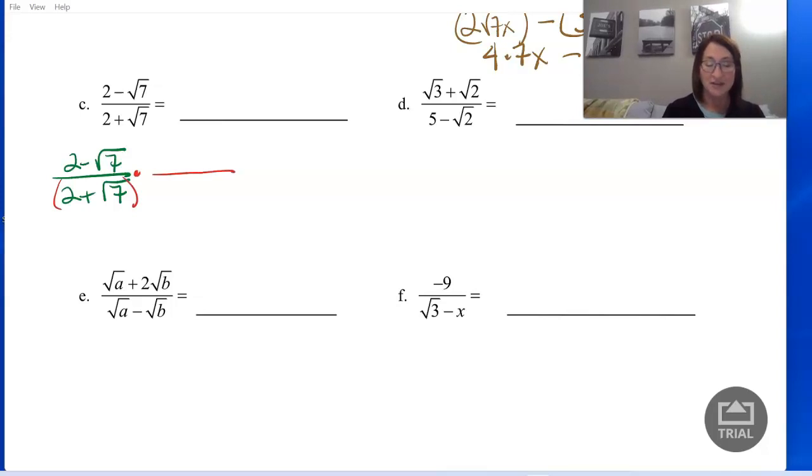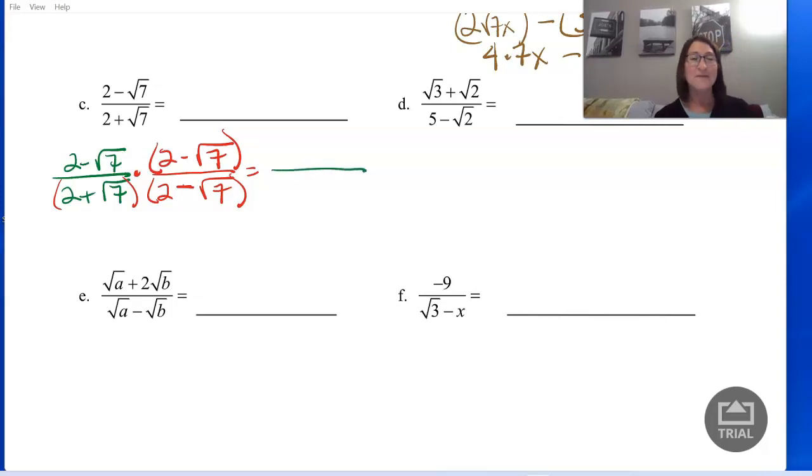So the conjugate is going to be 2 minus square root of 7. And so then the numerator is the same, 2 minus square root of 7. All right. Well, for the denominator, the bottom, that is going to be the difference of 2 squares. So 2 squared is 4. It would be 4 minus the square root of 7 squared is 7. Or that gives me a negative 3.